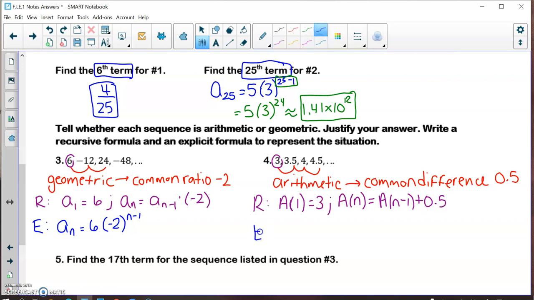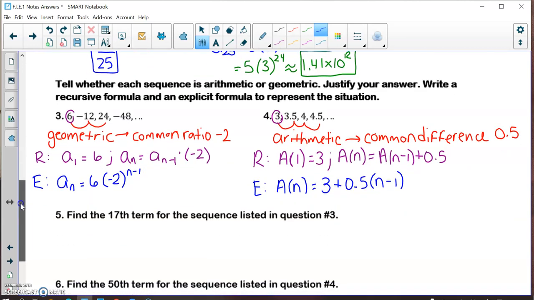Your explicit formula for an arithmetic sequence would be capital A of n is equal to your first term of 3 plus your common difference times n minus 1. That n minus 1 is not an exponent in an arithmetic sequence. It is an exponent in a geometric sequence.